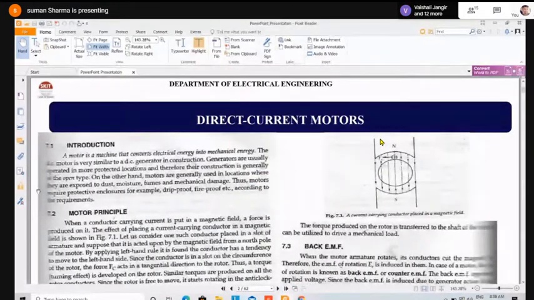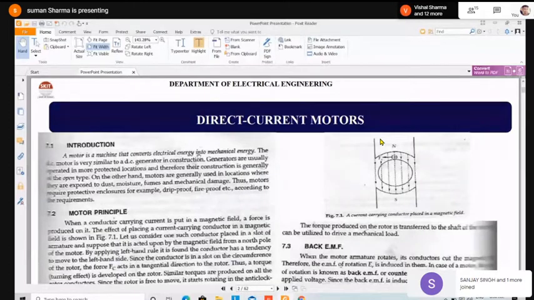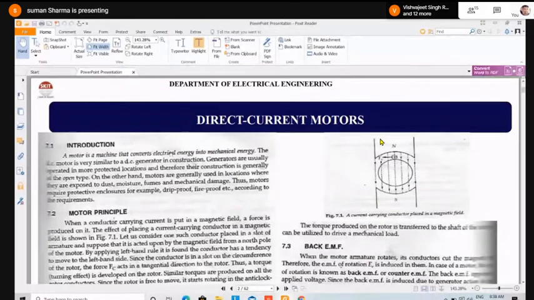So a DC motor is the machine which converts electrical energy into mechanical energy. A generator was converting mechanical form to electrical form. Motor is reverse. It will have input in electrical form and output in mechanical form. But construction is similar to the DC generator.